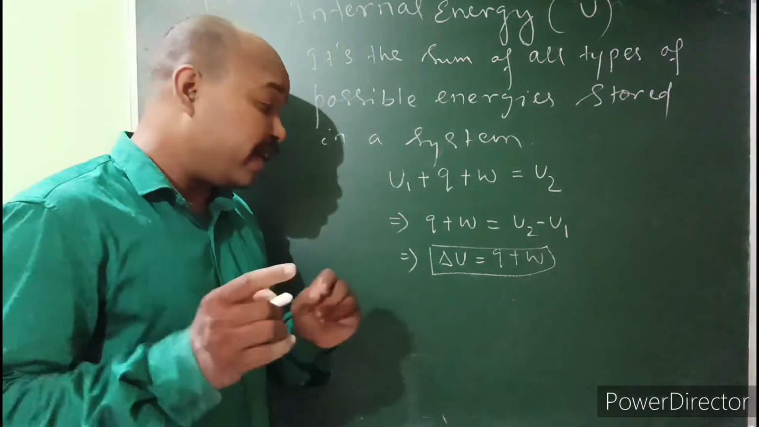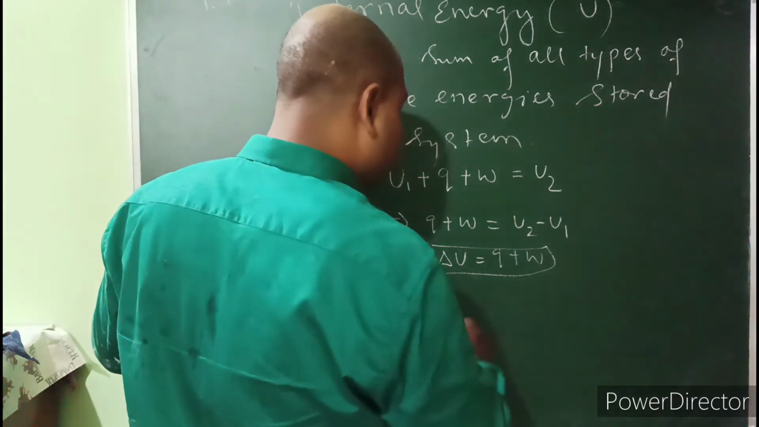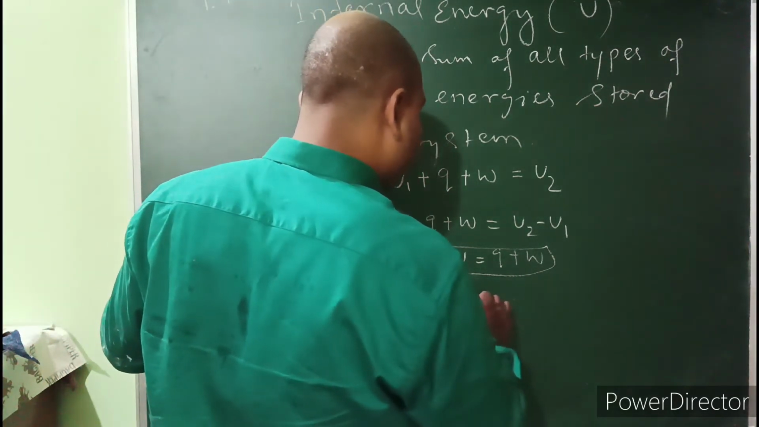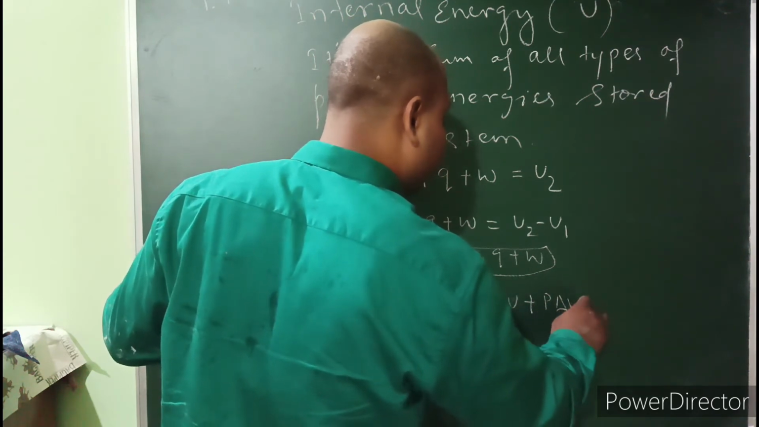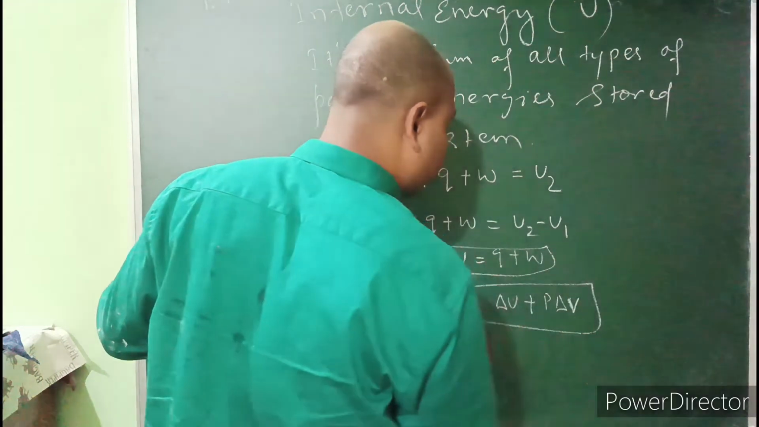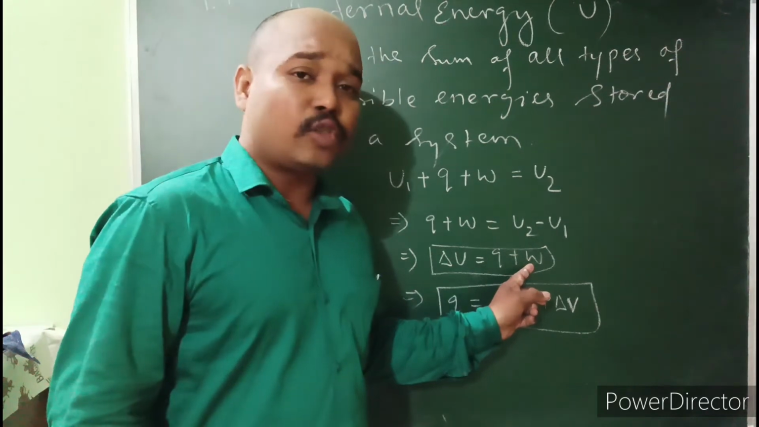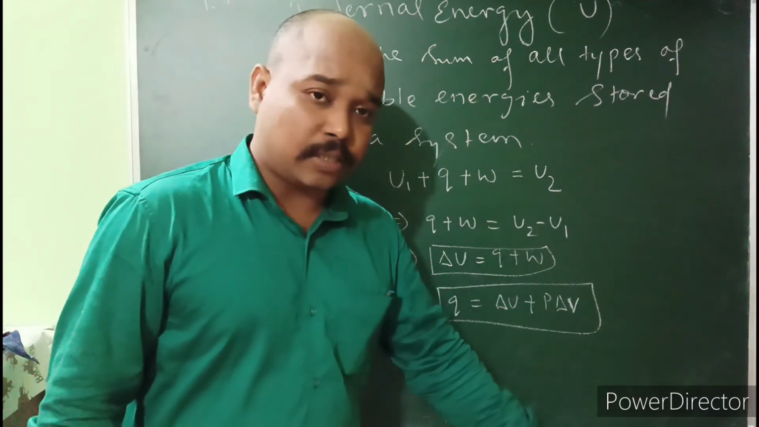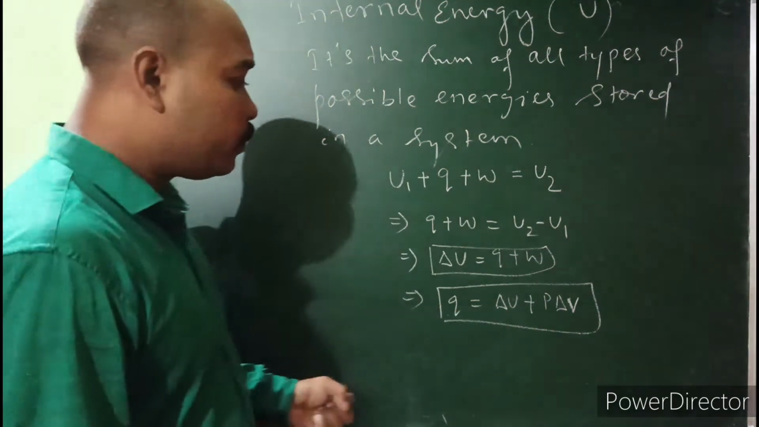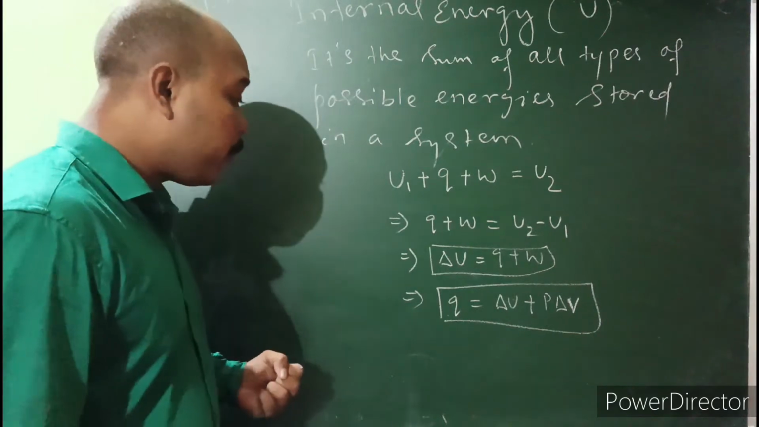And we know that W equals to minus P del V. That's why Q equals to del U plus P del V. This is another formula. As I have taken W equals to minus P del V, it means it is work done on the system, that is compression. Okay.